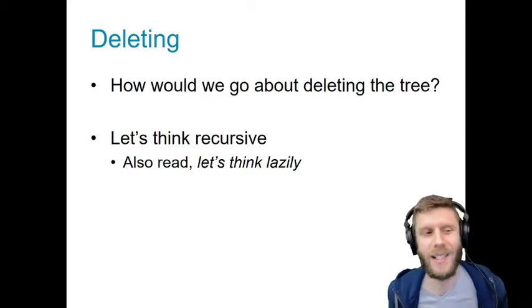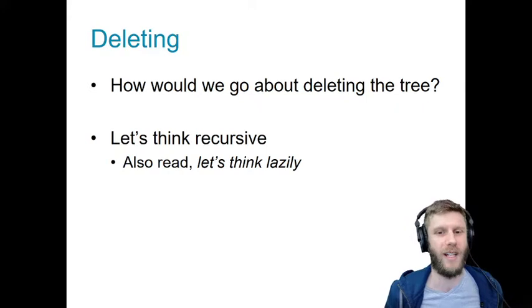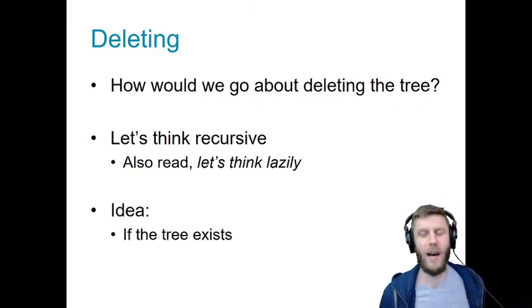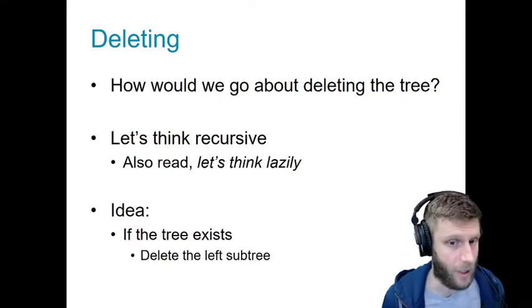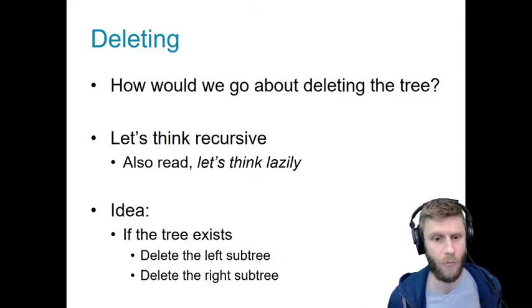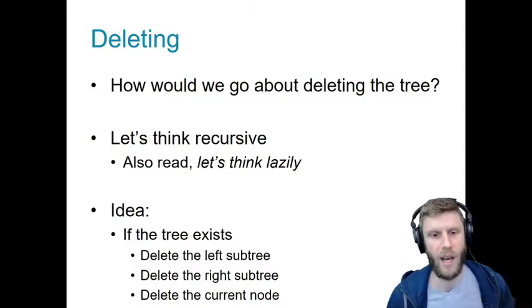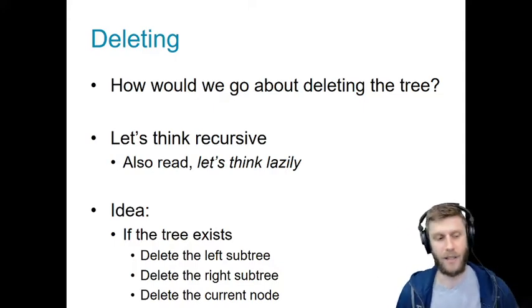A lot of times it's actually the opposite of the case. A lot of times when you start thinking recursively, it's kind of like the lazy way of doing things. So how about this? If the tree exists, delete the left subtree, delete the right subtree, then delete the current node. There. If I exist, well, I'll have to delete everything over here, I'll have to delete everything over here, and then I'll delete myself.